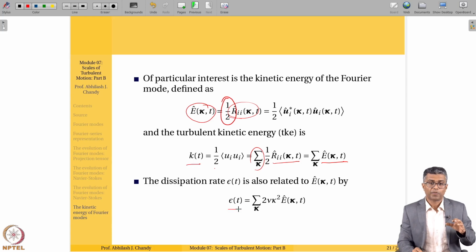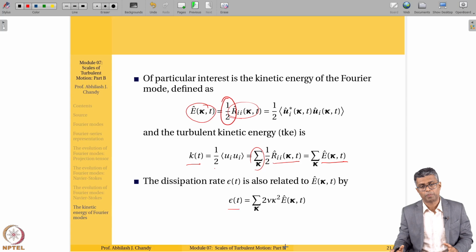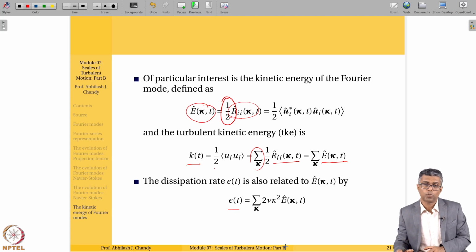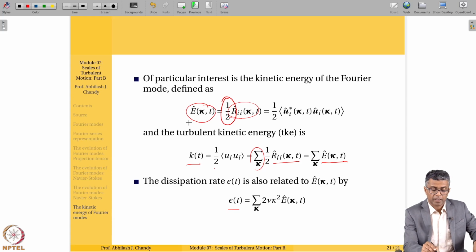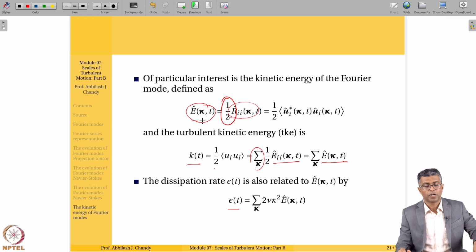So notice what we have done here. We took the Navier-Stokes equations and converted them into wave number space. And what does that mean? That means we will solve for all the u hats as a function of kappa. When I say all the u hats, I mean at all wave numbers. And so we get u hat as a function of kappa. Once we get u hat, what we are interested in is the kinetic energy. So we start by taking the kinetic energy of each Fourier mode, which is E hat of kappa comma t.